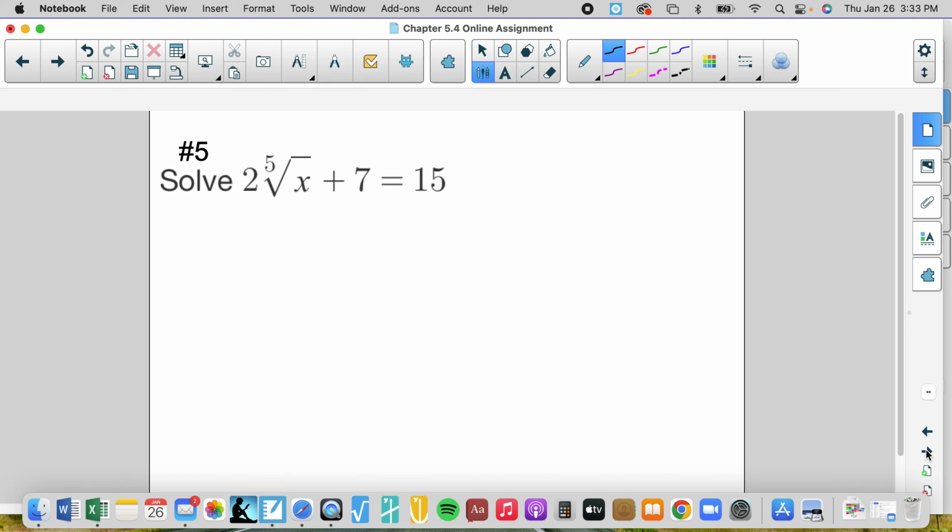Number 5. Again we have something happening to our radical where our variable is in. So we want to isolate this. Something's being multiplied by it and something's being added to it.